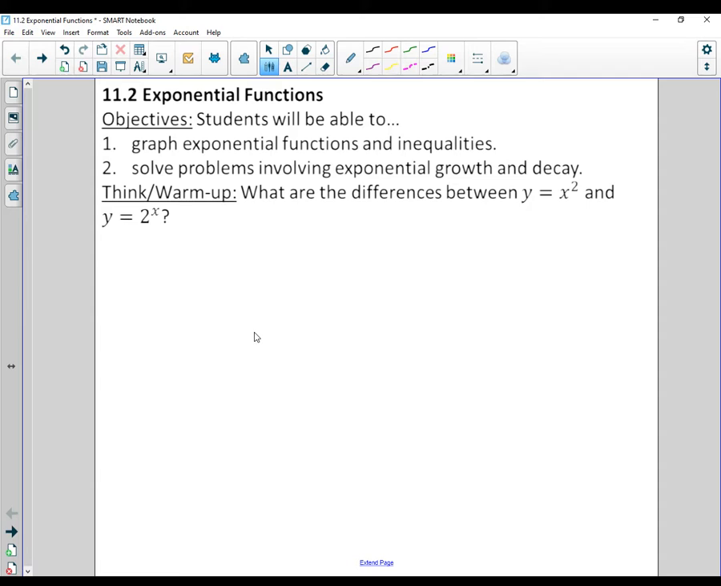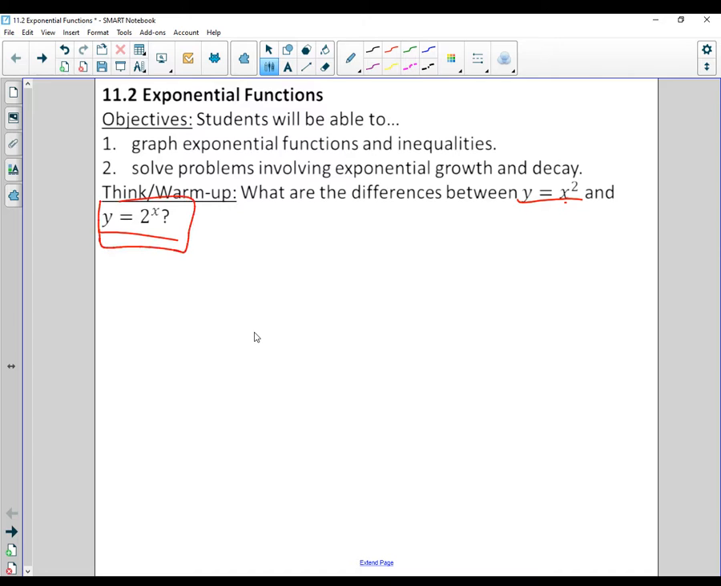Okay, exponential functions. What are the differences between y equals x squared and y equals 2 to the x? You can state some obvious things if you wish. There's a y in both, correct? Yes. Where's the variable? Here the variable is the base, and here the variable is the exponent.